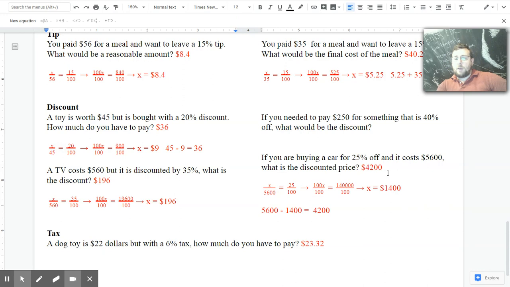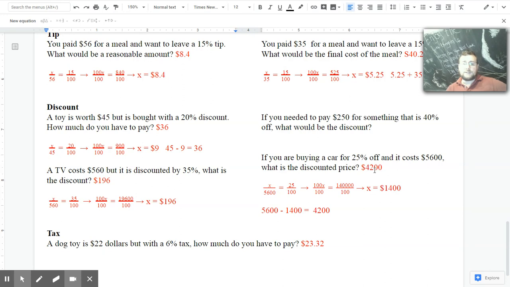This last problem is the same kind of thing because you're looking for the discounted price. So you're going to put 100 at the bottom right, 25% is the actual discount in the problem, 5,600 is what you paid to begin with, and then x is the part you're looking for. Cross multiply, you get 100x equals 140,000. You've got to get rid of that 100, so you divide both sides by 100, and you get 1,400 as your discount. But since you want the discounted price, you have to subtract that from the original price, which was $5,600. And when you do that, you get $4,200 as your final price.